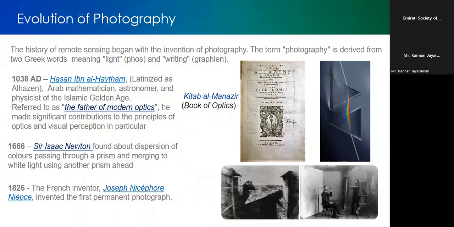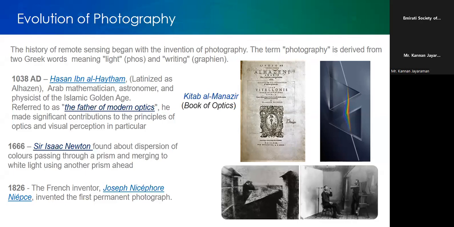So it all started with a photograph. The history of remote sensing began with the invention of photography. So when the invention of photography came, it was in 1038 AD.